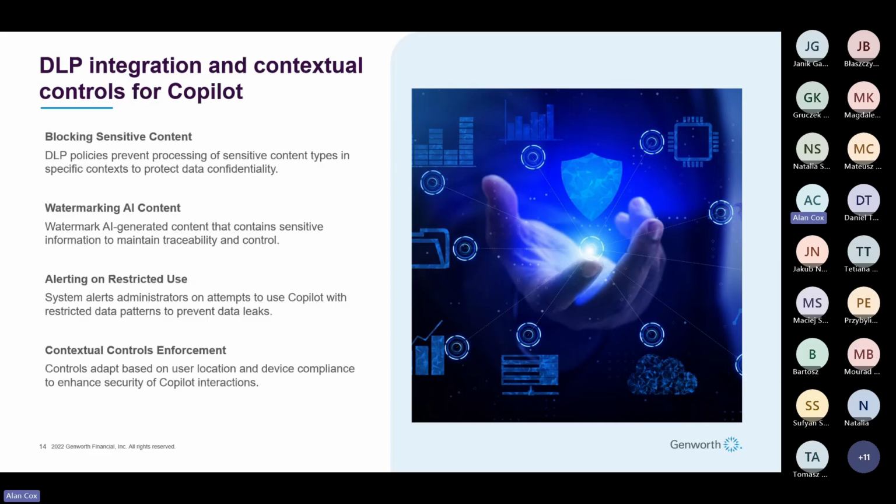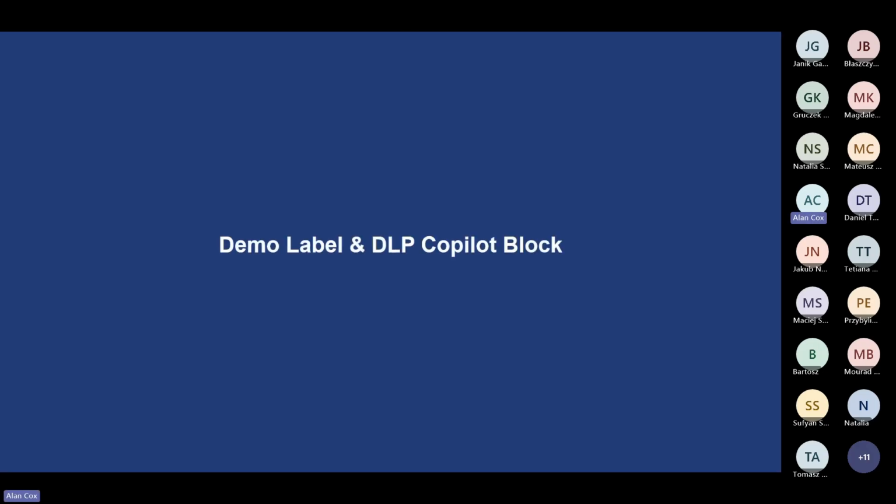And then we get into DLP. DLP has added some controls specifically for Copilot. We're going to look at that. But we can block sensitive content, watermark AI generated content, or content that contains sensitive information so that we can control it. Of course, alerting and restricted use and contextual controls and enforcement based on user location, device compliance, and so forth. There's a lot we can do there. Let's take a look. I want to take a look at DLP.